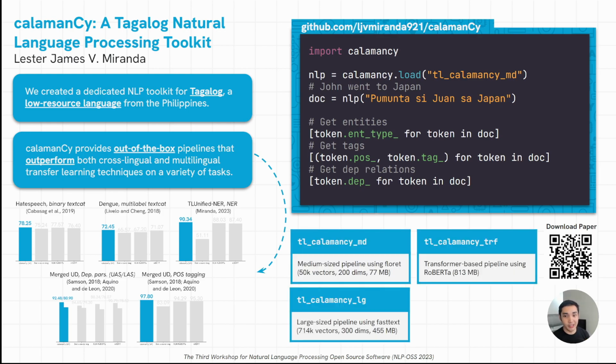Finally, we provide 3 pipelines of different sizes, 2 of which are word vector-based models from fastText and floret, while the largest one is a transformer-based pipeline built on top of the RoBERTa architecture. Currently, we're also working on building encoder-decoder and decoder-only models to increase the number of tasks calamanCy offers.